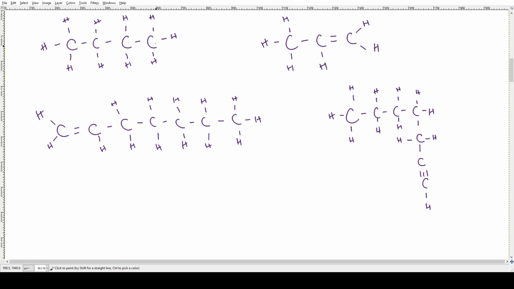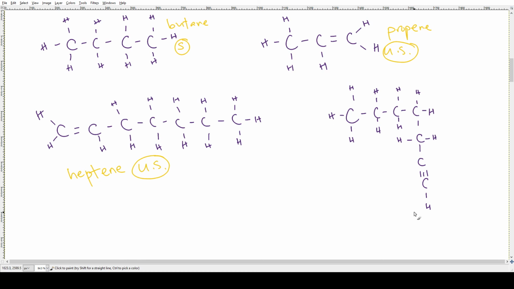Here we have 1, 2, 3, 4 carbons and no double or triple bonds. So this guy is butane and it is saturated. Here we have 3 carbons, so you should have had prop. And oh, it's got a double bond, so it's propene. And this one is unsaturated because it has a double bond in there. Here we have 1, 2, 3, 4, 5, 6, 7. We have 7 carbons, so this is hept. And there's a double bond, so it gets the ene name, and since it has a double bond in there, it's unsaturated.